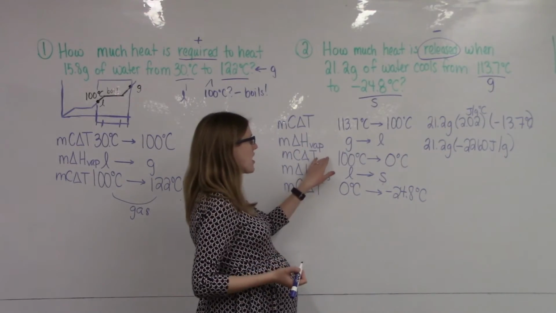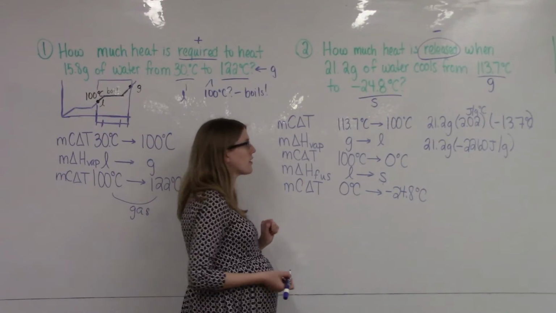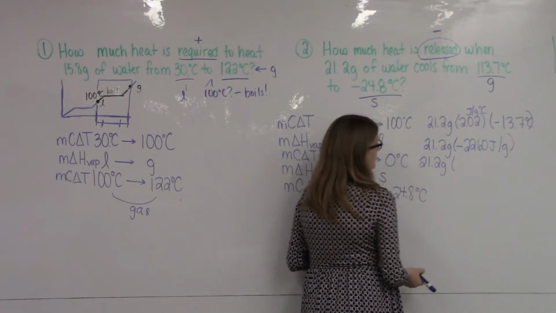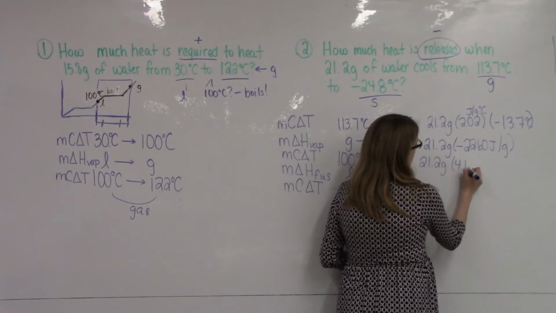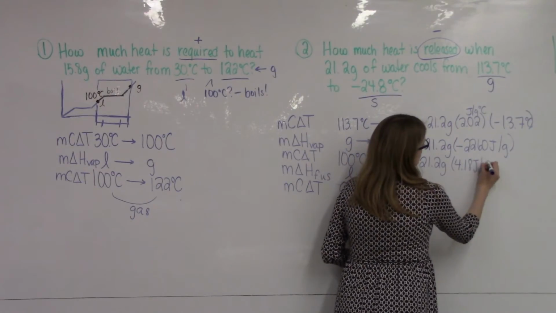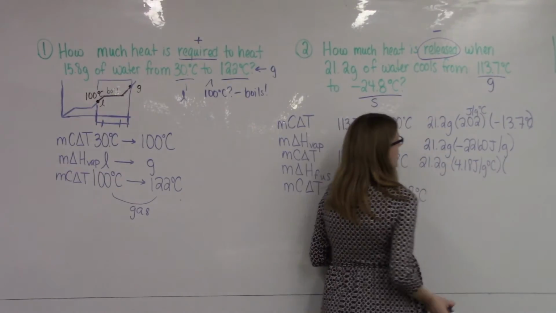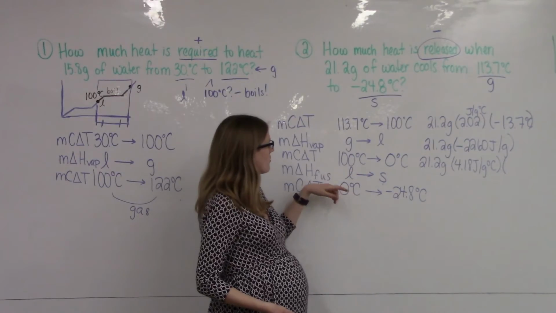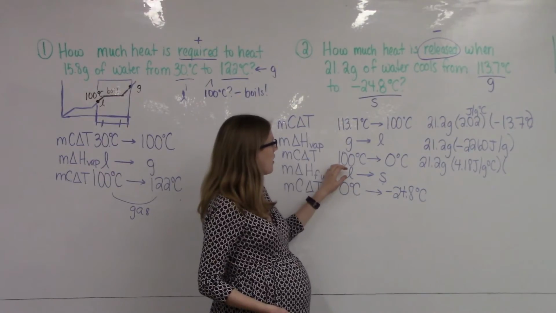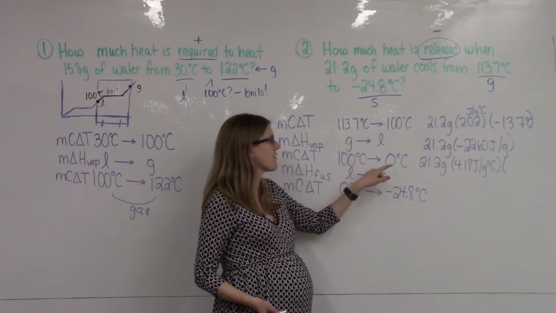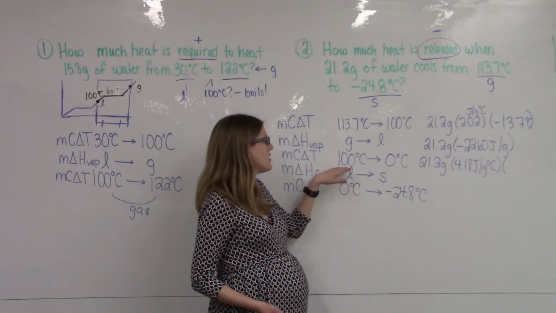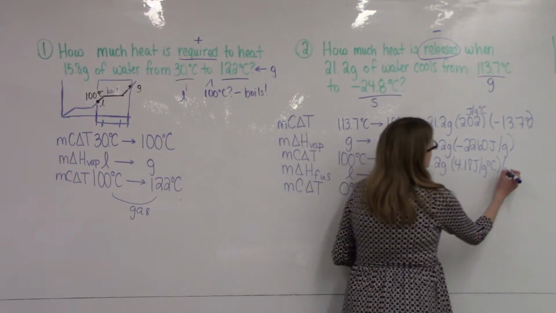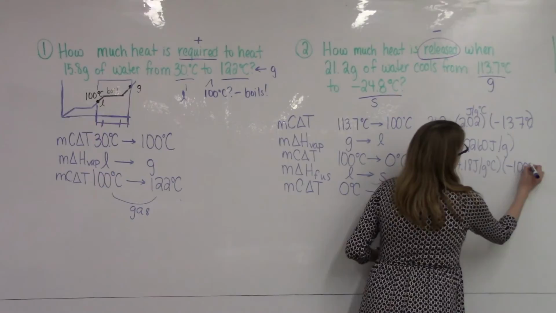Then we have a temperature change, but now we are dealing with liquid water, so it's going to be 4.18. 21.2 grams times the specific heat of liquid water, 4.18 joules per gram degrees Celsius, times the change in temperature. We're going from 100 to 0. So our final is 0. Our initial is 100. That's going to be 0 minus 100. That's where we get the negative 100 degrees Celsius.